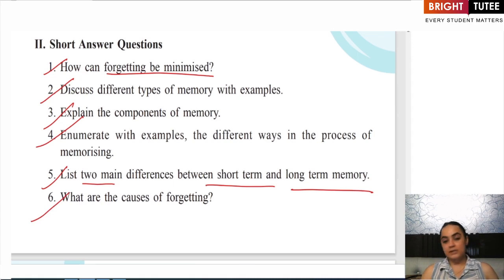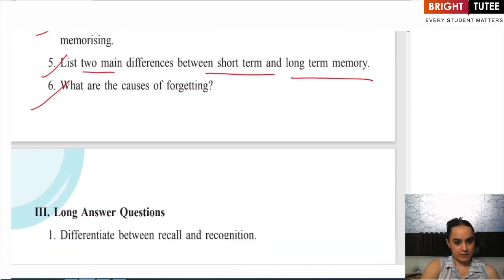What are the causes of forgetting? We have discussed about the causes that lead to forgetting: faulty memory process, interference, retrieval problem, amnesia, motivated forgetting. These are the causes of forgetting.